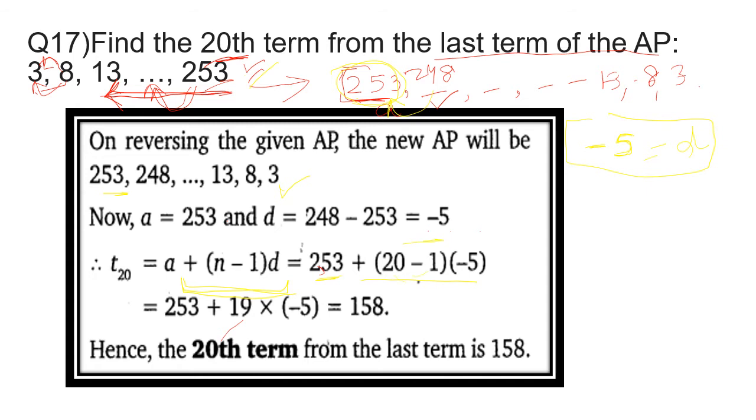Put all the values. 20 minus 1 will be 19. So 19 into D will be equal to 158. In this kind of question, we have done nothing but just reversed the order of an AP. I hope this question is clear now.